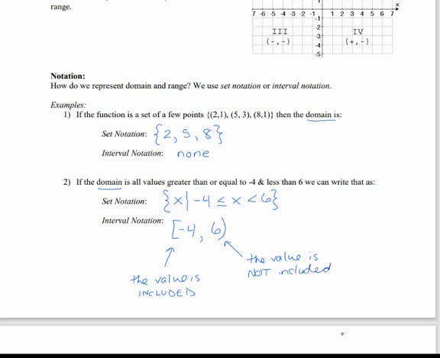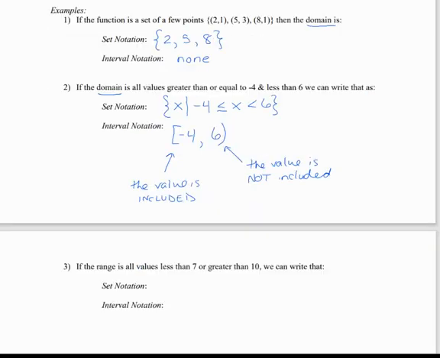Okay, so set notation uses braces. Interval notation uses our brackets and parentheses. Now, if the start point and end point were both not included, then we'd have two sets of parentheses. If it was both included, we'd have two brackets. All right, let's keep looking at some more examples with this notation.